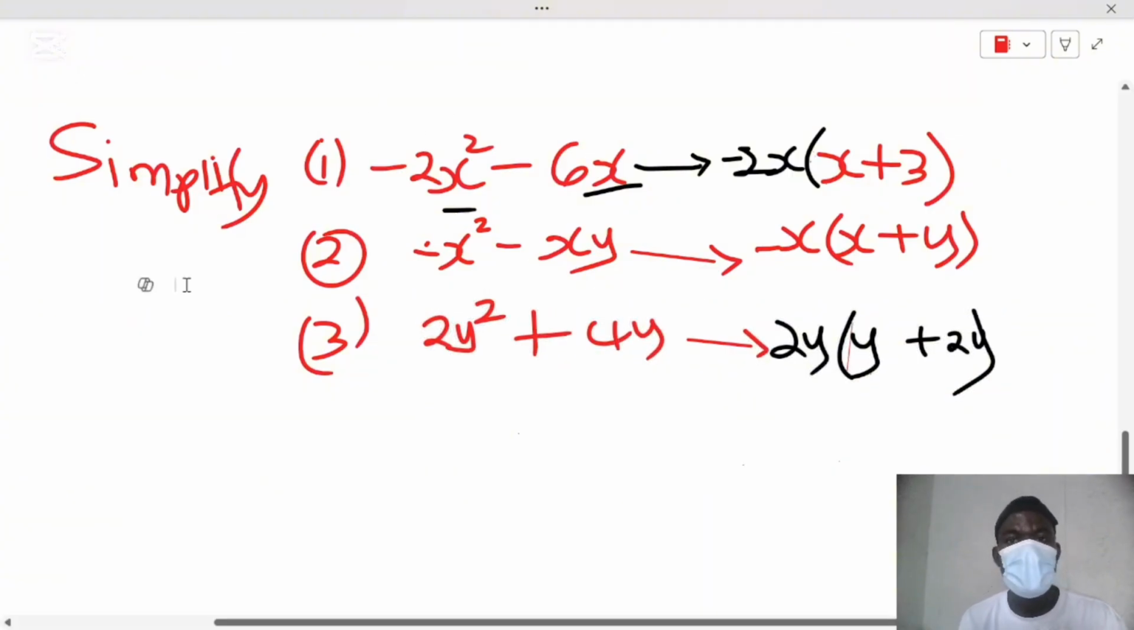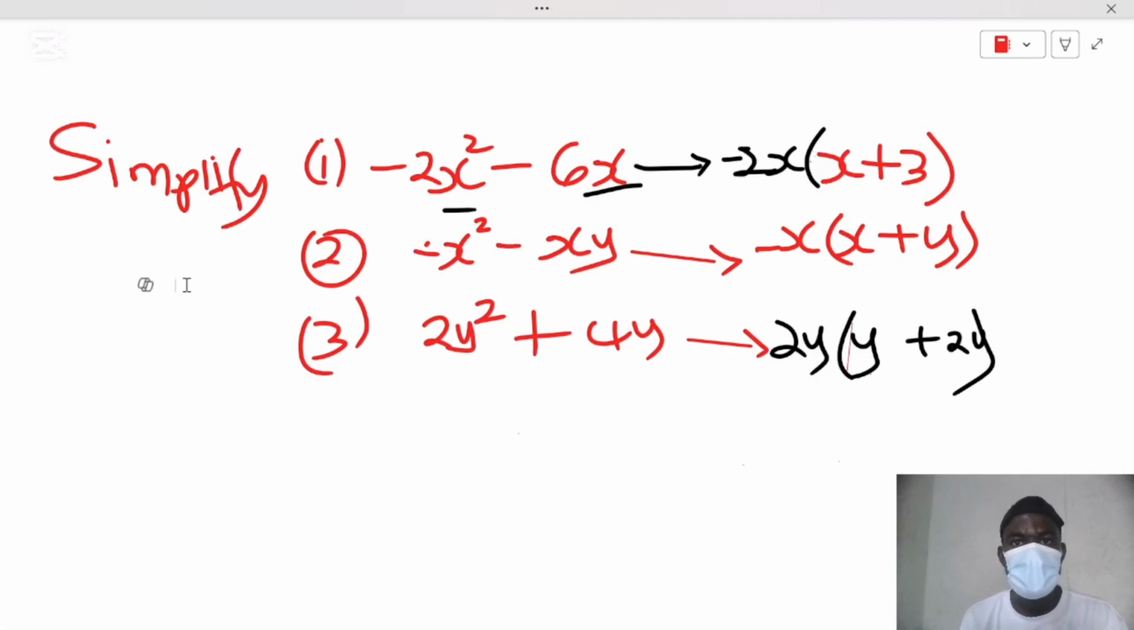In the next video, we'll look at how we're going to factorize the trinomial expressions.